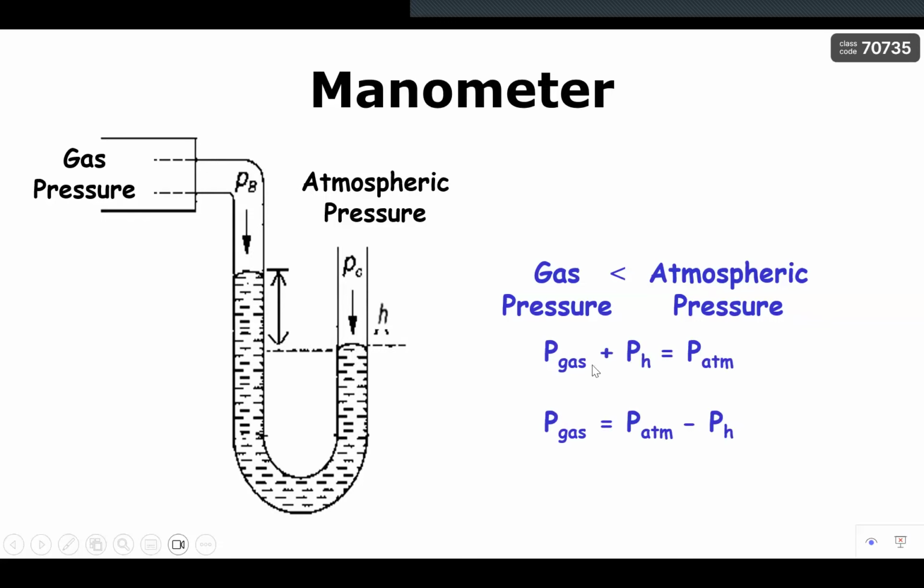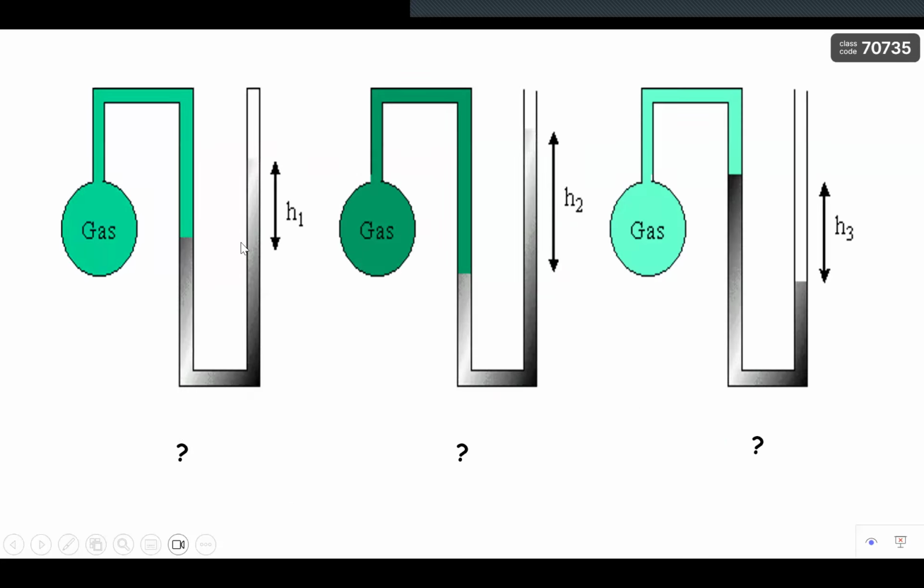Gas pressure plus the pressure caused by this height h is equivalent to the pressure on this side, which is the atmospheric pressure. But I'm not interested in finding all this. I'm only interested in finding the gas pressure. So the gas pressure is actually atmospheric pressure minus the pressure caused by this height, because the gas pressure is less than the atmospheric pressure. So it's minus away the pressure caused by this height of liquid. Okay, then let's take a look at more examples.